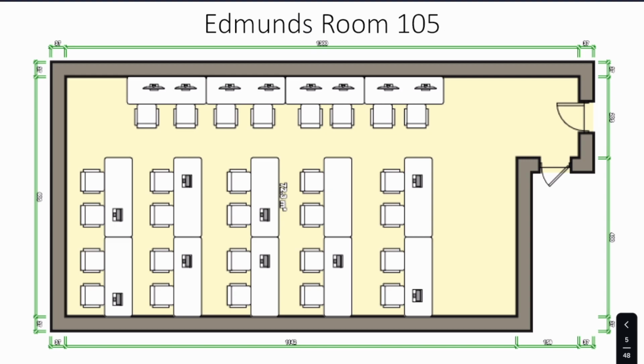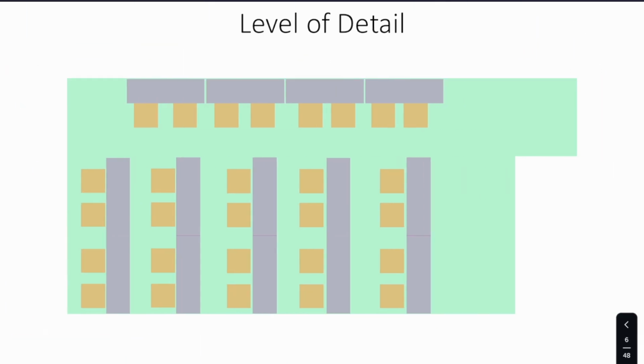And in fact, some of this detail is superfluous. We don't really need to know the shape of the chairs or that there are monitors on some of the desks and laptops on the others. Instead, we'll picture Edmonds to look more like this. So in this picture, you can think of the green space as being the free space.